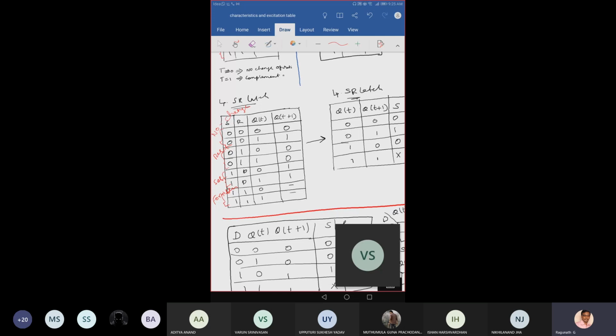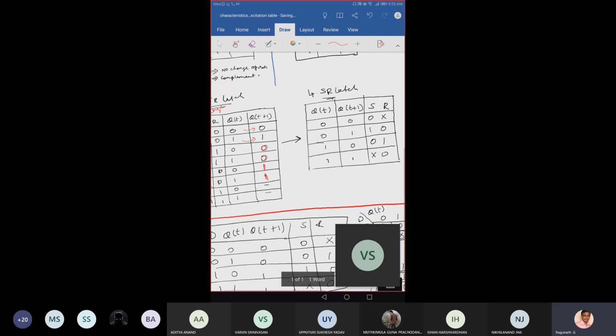So 0, 0 means no change. No change means the previous value will come here. Reset means Q of t plus 1 is 0, and set means this will be 1. And forbidden is not allowed, so you don't need to bother about this. You just leave it. Then I have to follow the same method for the excitation table also.